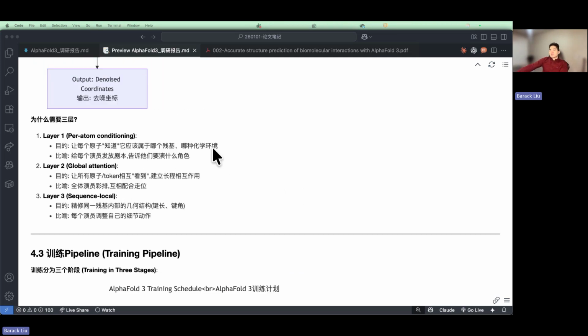Layer 1, per-atom conditioning. Layer 2, global attention. Layer 3, sequence local.